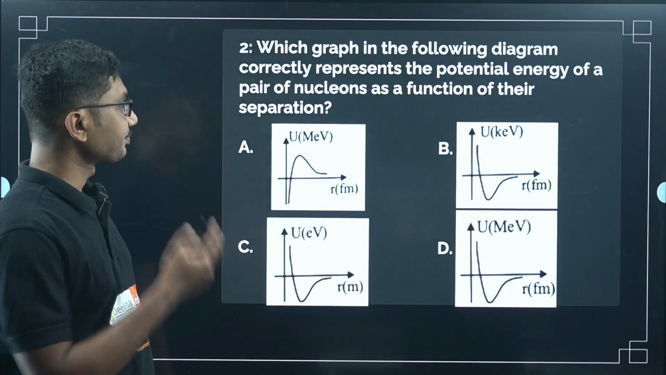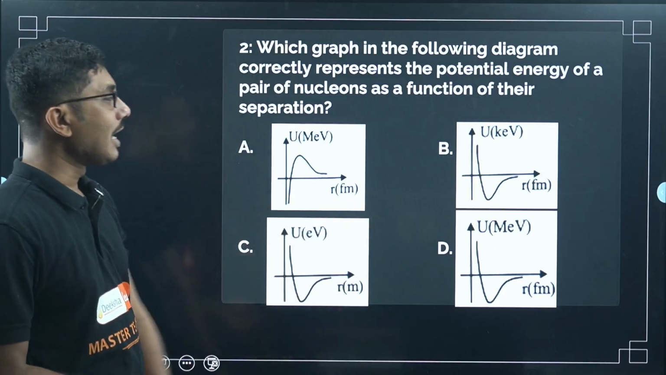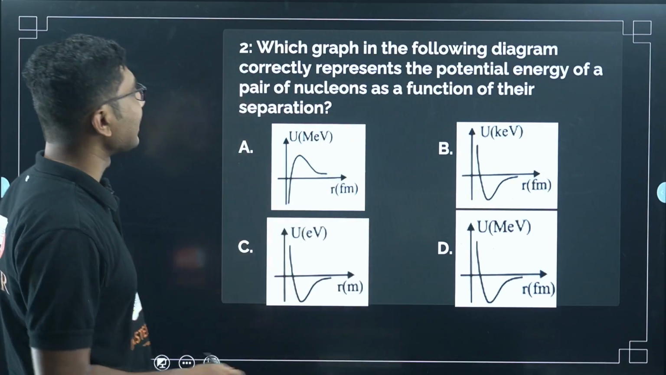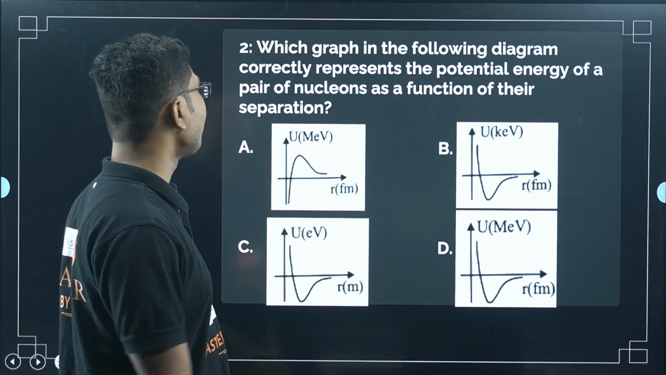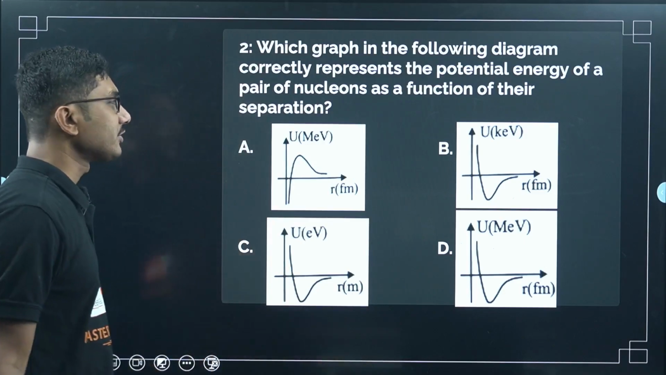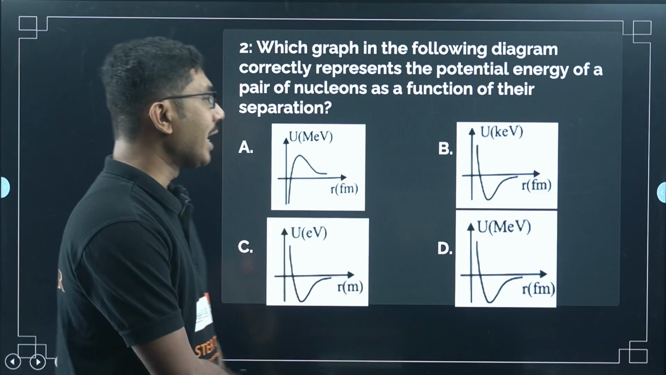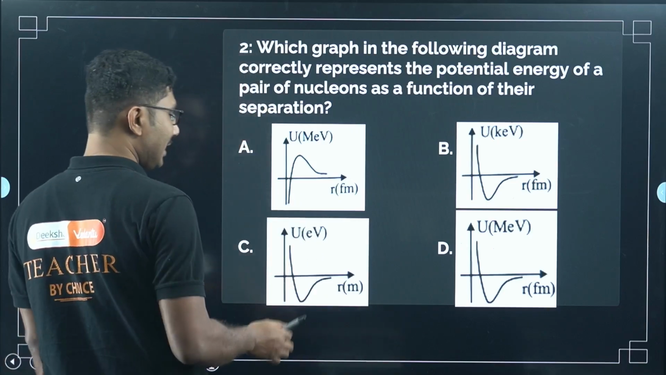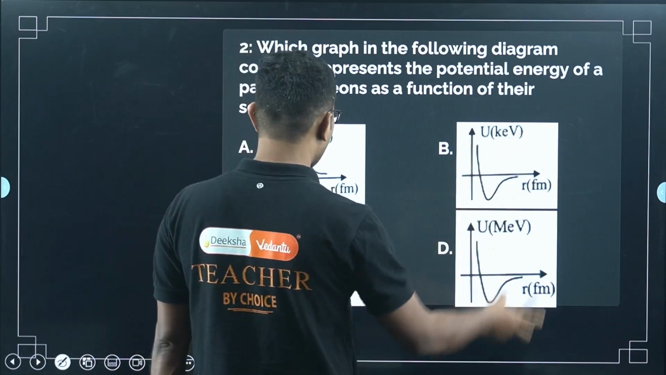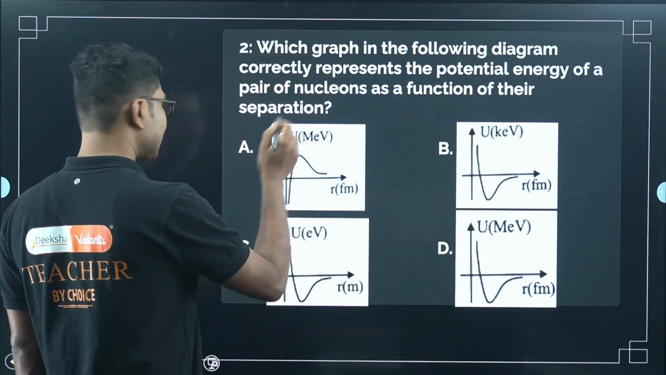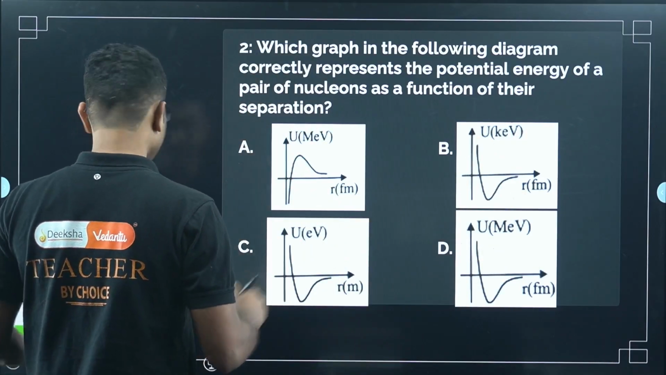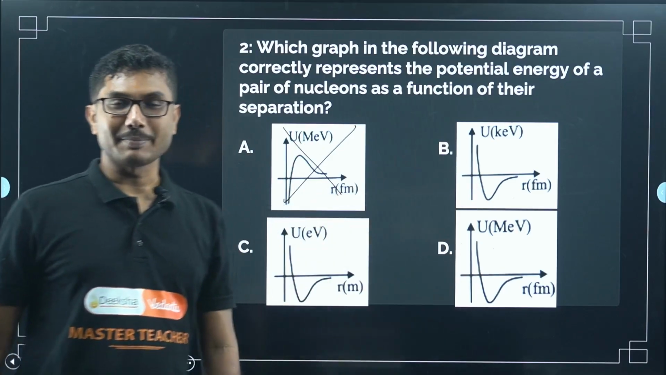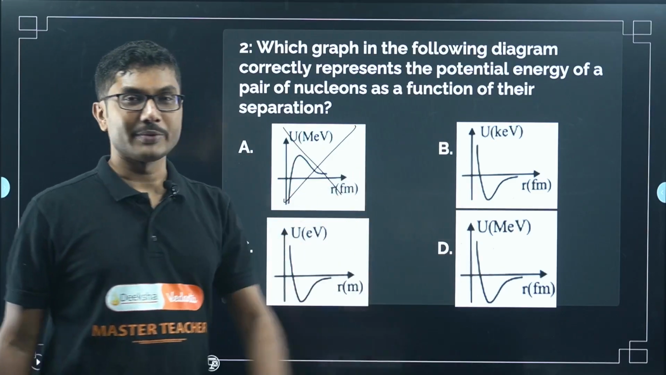Now, as I said, I told you this question: which graph of the following diagram correctly represents the potential energy of a pair of nucleons as a function of their separation? So what you have to remember, first of all, the graph pattern. If you see, there are 3 graphs which are of the same order. Obviously this graph is incorrect. If you remember the pattern, this is not the pattern. These 3 are the patterns. Pattern wise, all of these 3 are correct.